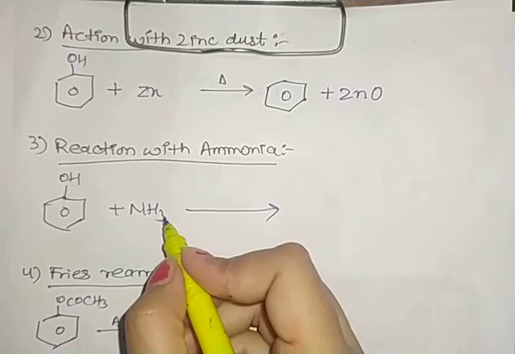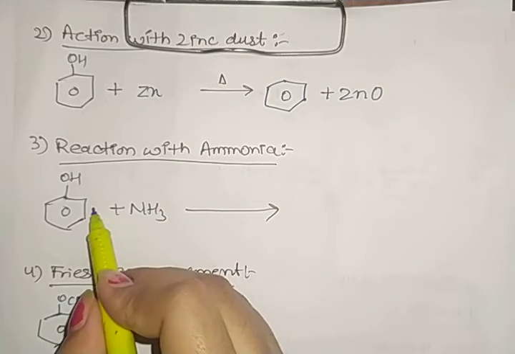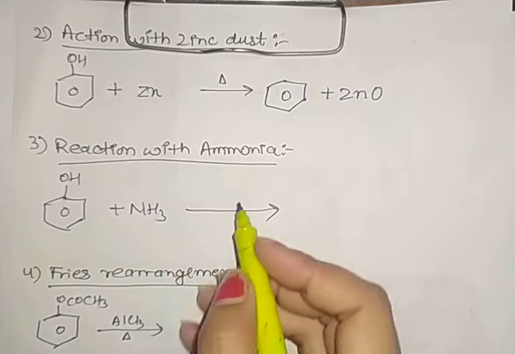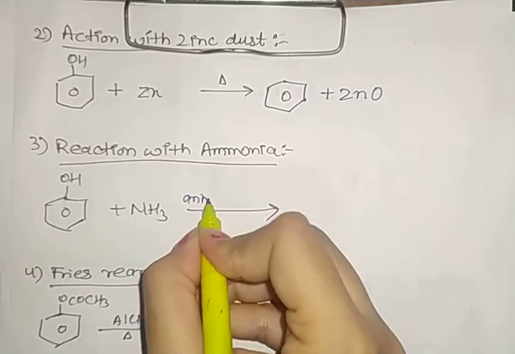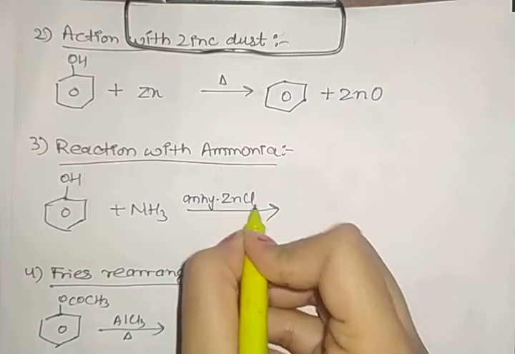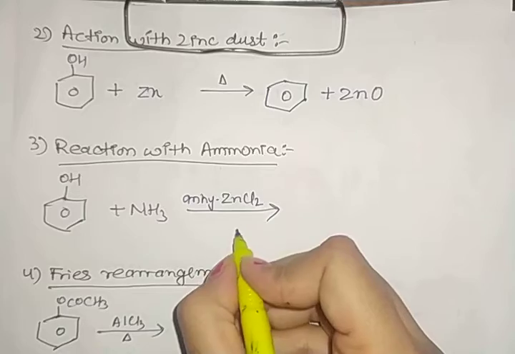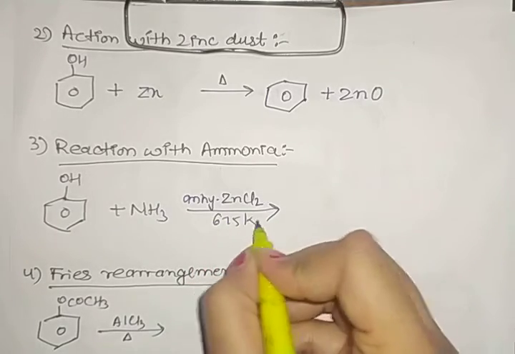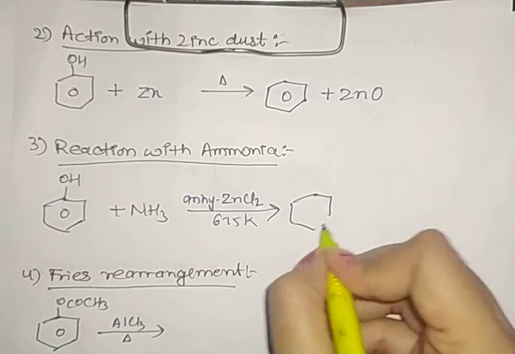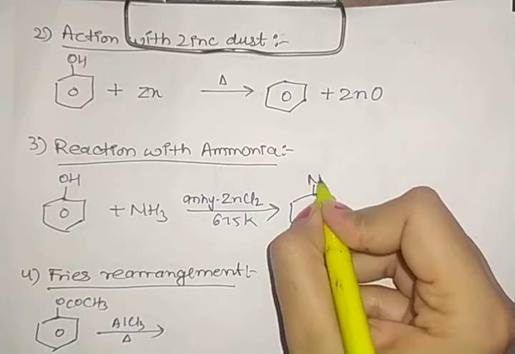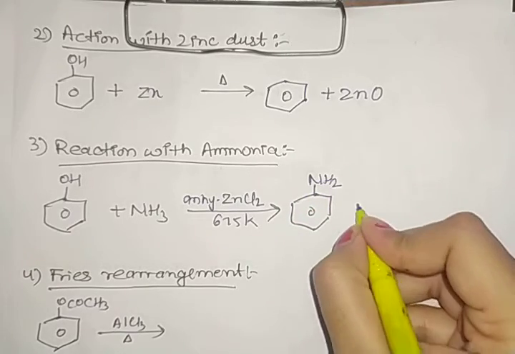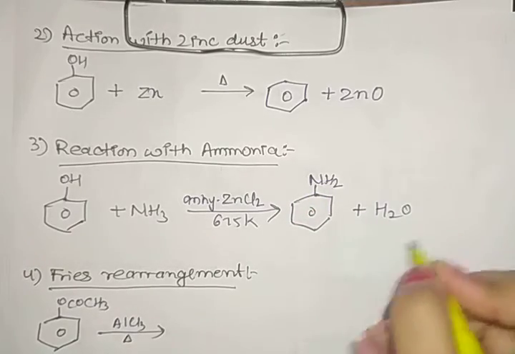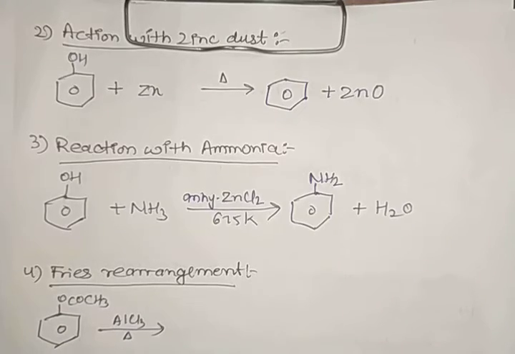Third is reaction with ammonia. When we are treating phenol with ammonia in the presence of anhydrous ZnCl2, zinc chloride, at 675 Kelvin temperature, it will form aniline. What is aniline? On the benzene ring we have NH2, plus water is removed. So this is the reaction with ammonia.